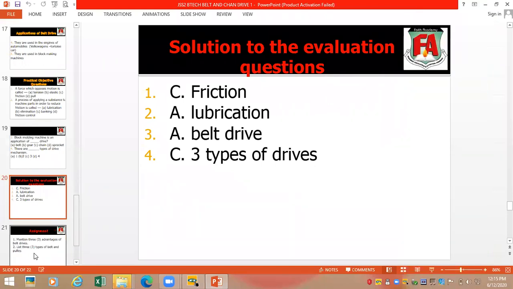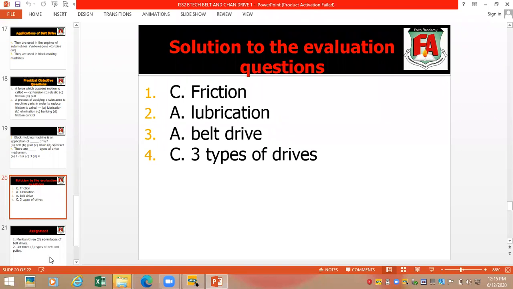Okay, let's look at all the answers. Can you see the answers? These are all the possible answers. Answer to question number 1, C, friction. Answer to question number 2, A, lubrication. Answer to question number 3, A, belt drive. Answer to question number 4, C, 3 types of belt drive. You are all correct.